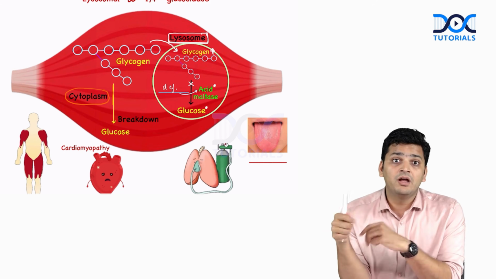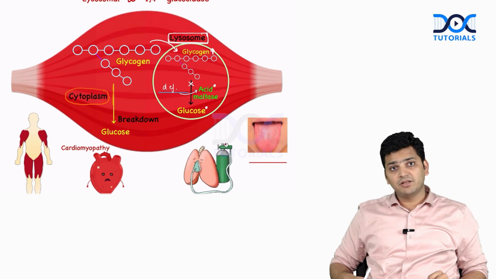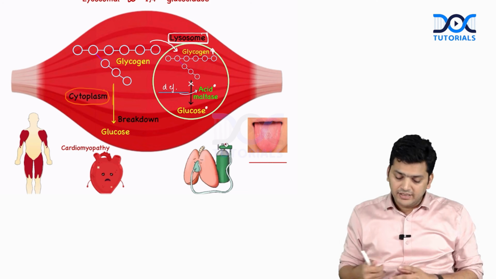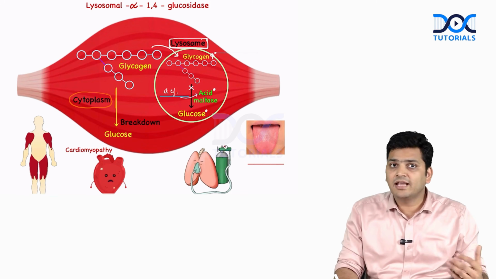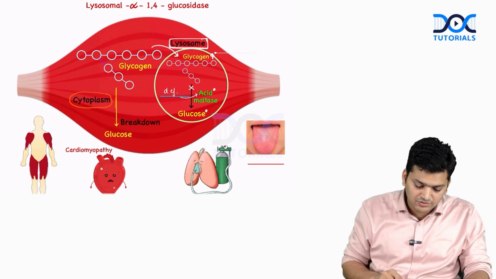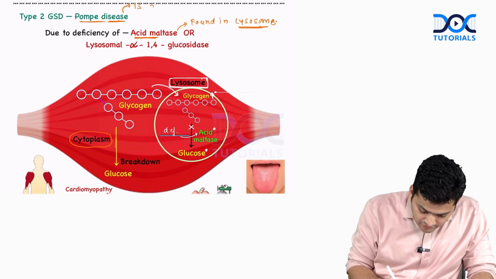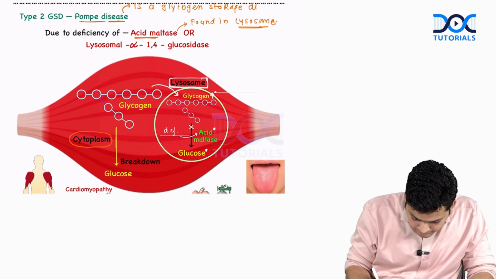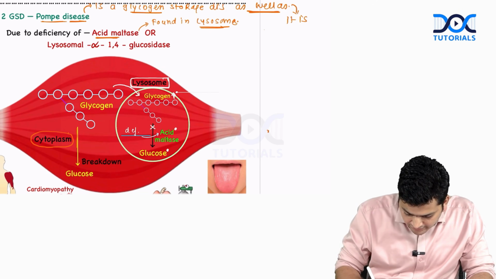Normally, what are the lysosomal storage diseases? We have Hunter, Hurler, Sanfilippo. They were lysosomal storage diseases because in them the GAG was accumulating in the lysosome. Here also in the Pompe disease, the glycogen is accumulating in the lysosome. So this is a lysosomal storage disease also. So let's write down this point: Pompe disease is a glycogen storage disease as well as a lysosomal storage disease.